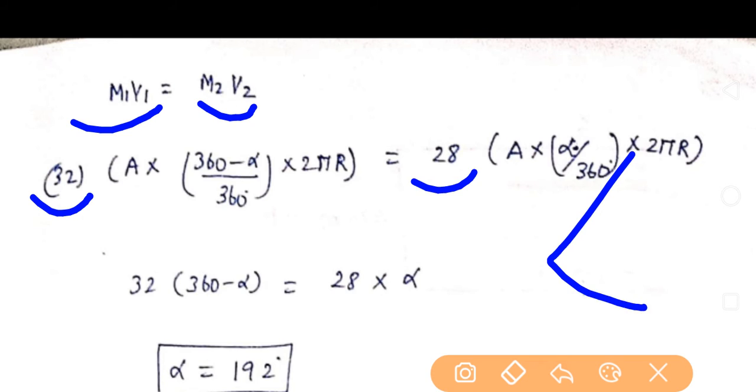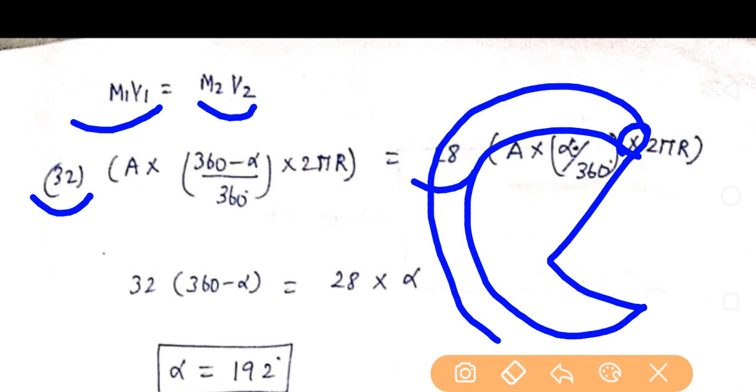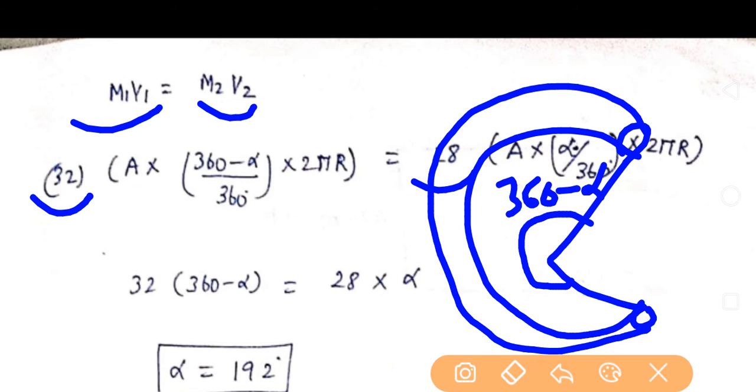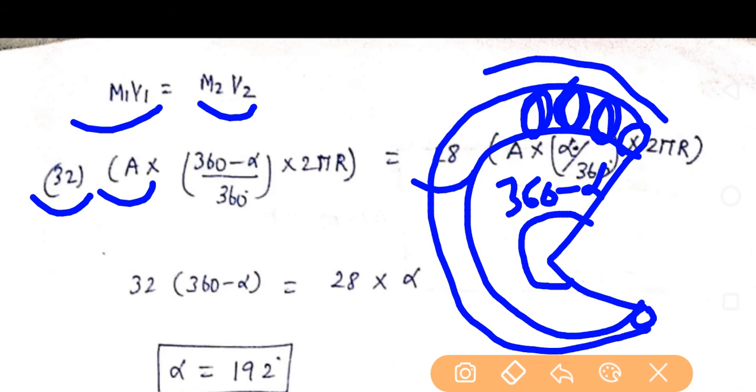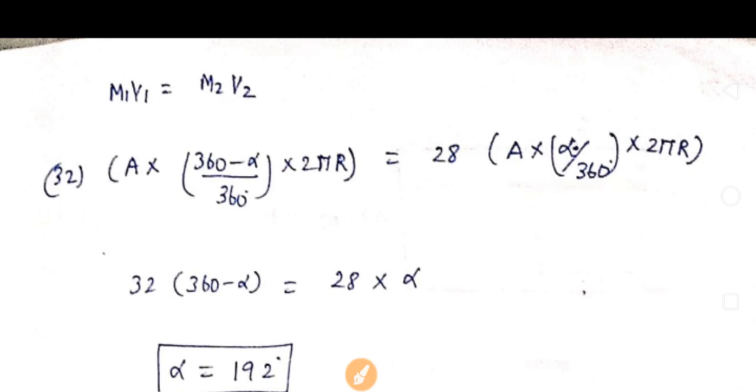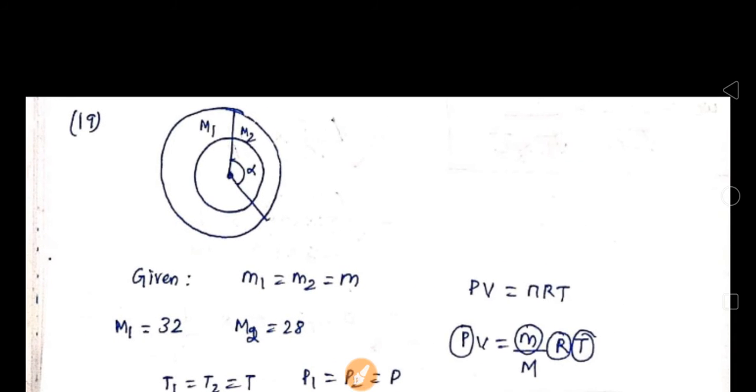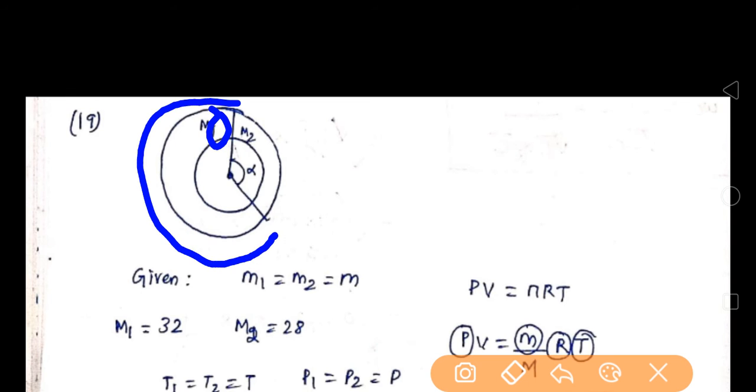For the first one, this is the ring. What is this angle? This angle is 360 minus alpha, if this is alpha. So A means cross-sectional area. Cross-sectional area into this length will give you the volume. So listen to this. The cross-sectional area and this length will give you the volume of the first part.